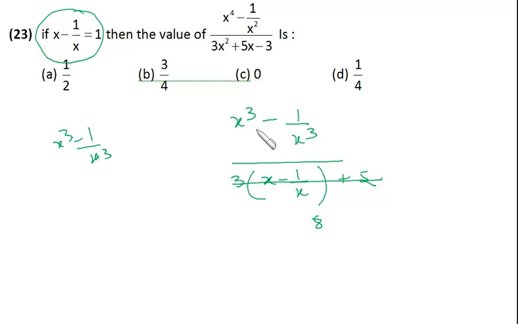We have done so many sums when x minus 1 upon x is given, and we have to calculate this. Now I'm not writing down the formula, it should be in your mind. x minus 1 upon x is equal to 1, that means x square plus 1 upon x square minus 2 is equal to 1. That means x square plus 1 upon x square is equal to 3. Now x cube minus 1 upon x cube is what? x minus 1 upon x, that is 1, then x square plus 1 upon x square, that is 3, and plus 1.